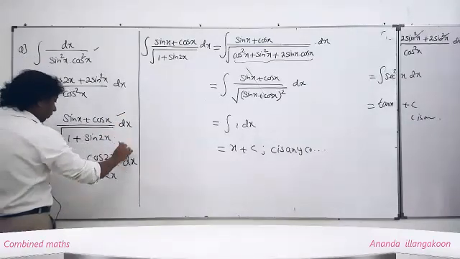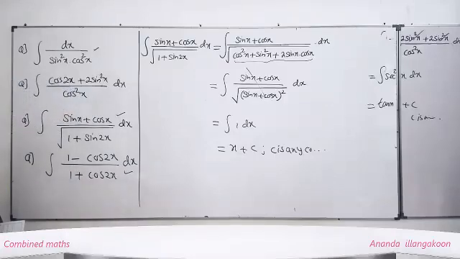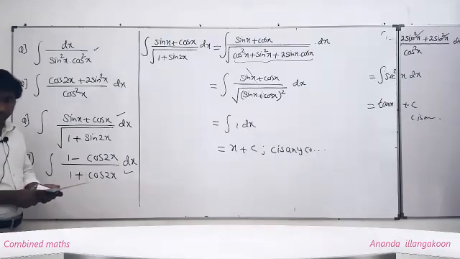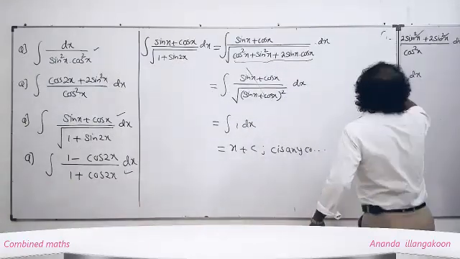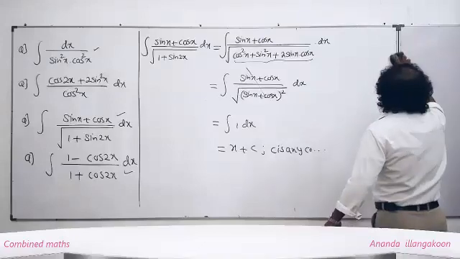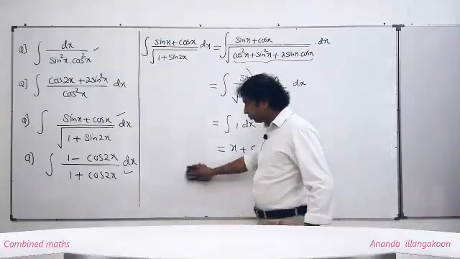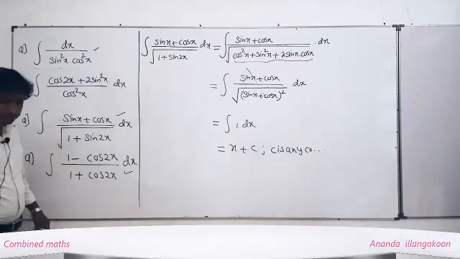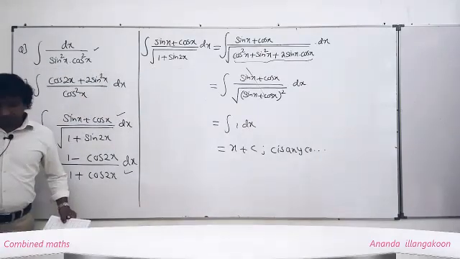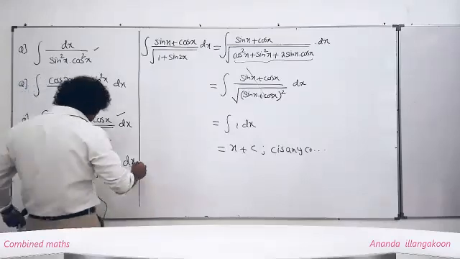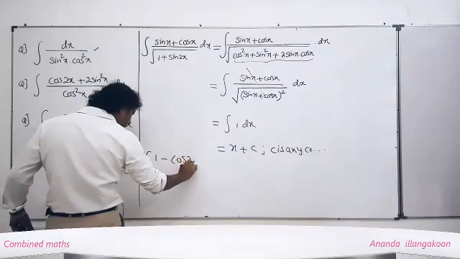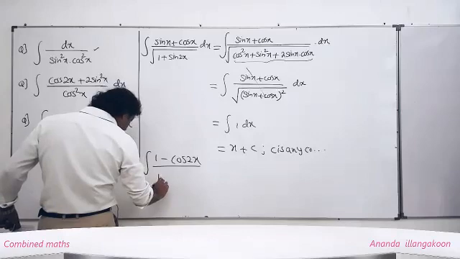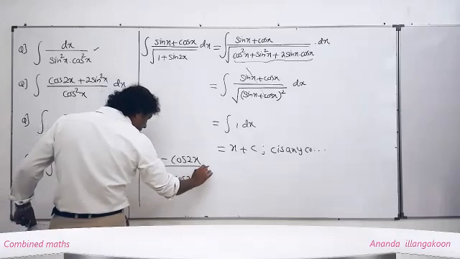This is okay. Now the next one, people: integral of 1 minus cos 2x divided by 1 plus cos 2x, dx.